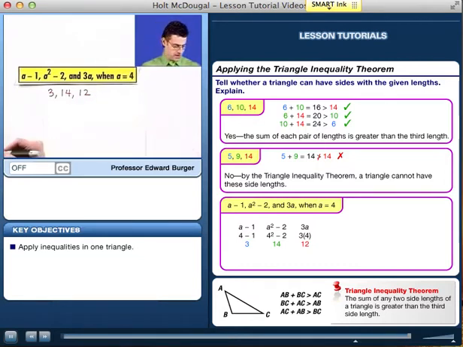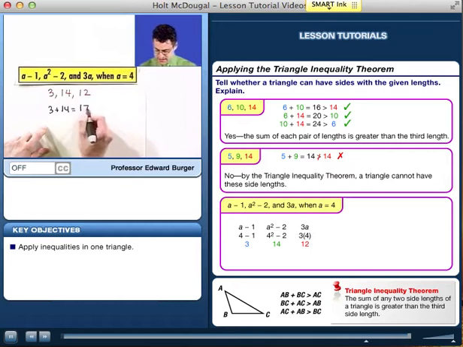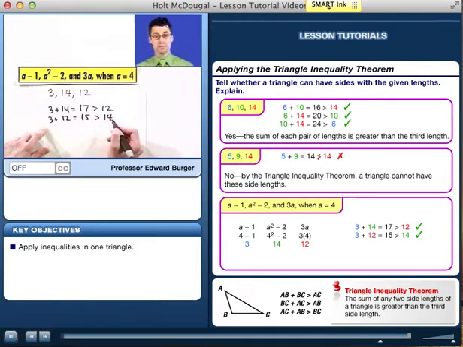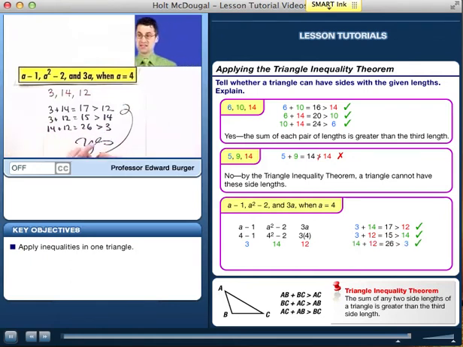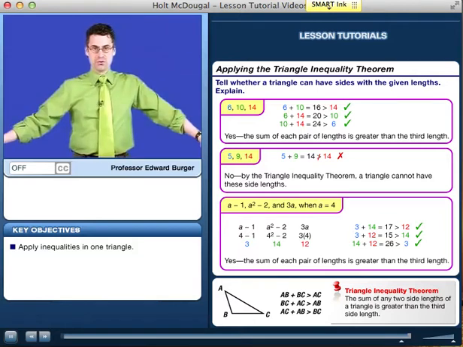Well, we ask if the triangle inequality holds for all pairs of sides. 3 plus 14 is 17, which exceeds the third side, 12. 3 plus 12 equals 15, which just barely exceeds 14, but it exceeds 14. All we care about is if it exceeds 14. And 14 plus 12, well, that's 26, which is certainly bigger than 3. And so, yes, you can have a triangle that has these lengths. Very, very, very cool. The triangle inequality, something not to be messed with.